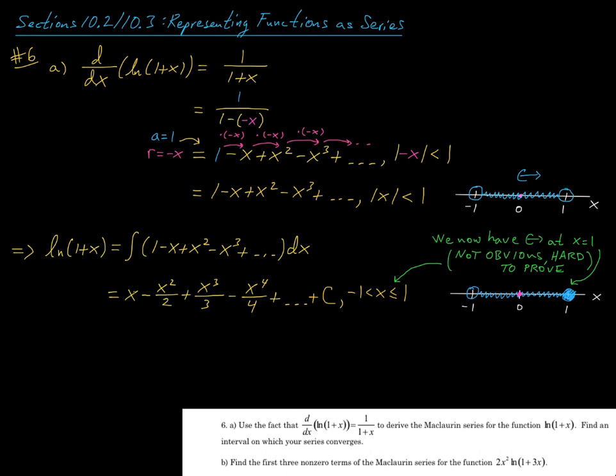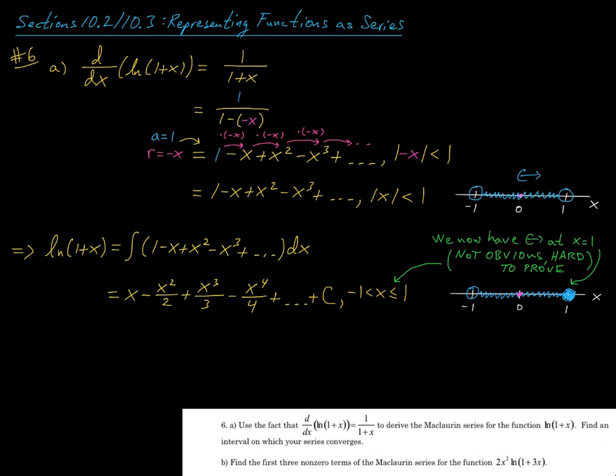So the integral of 1, that's x. The integral of negative x, that's negative x squared over 2. The integral of x squared, that's x cubed over 3. And then we have negative x to the fourth over 4, and so on. And then here I'm including this plus c, right, the constant of integration.